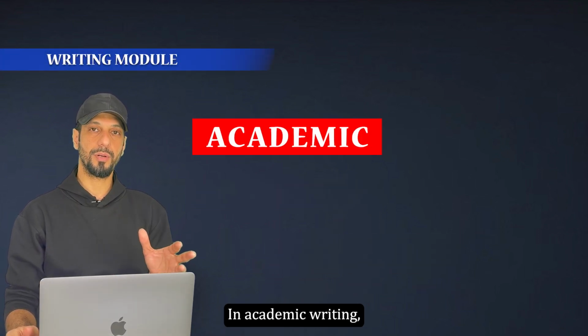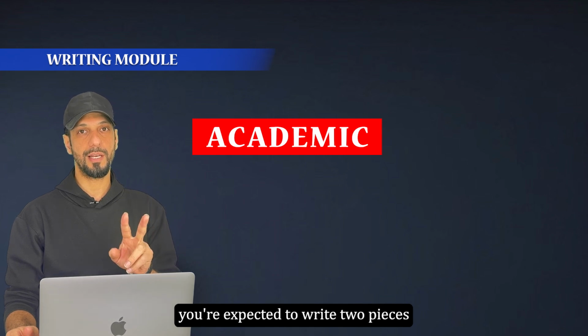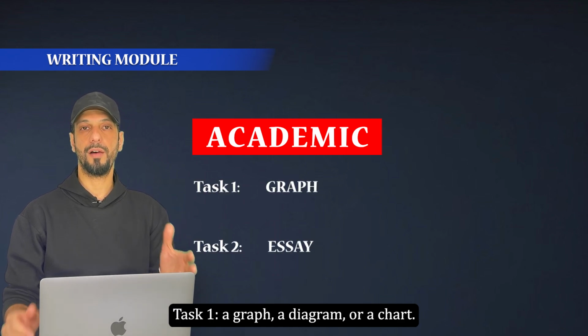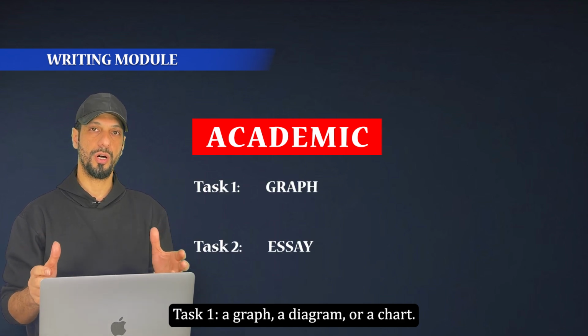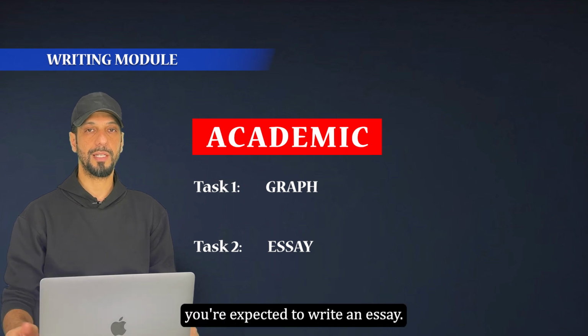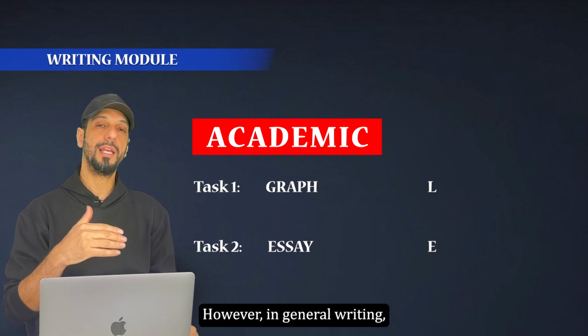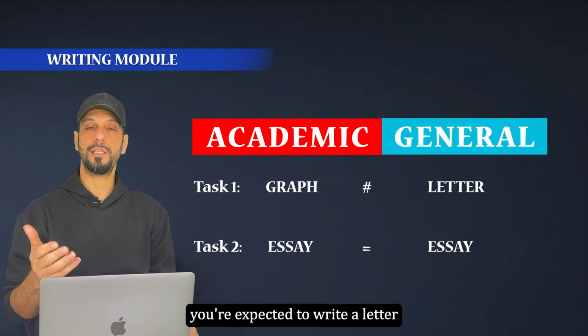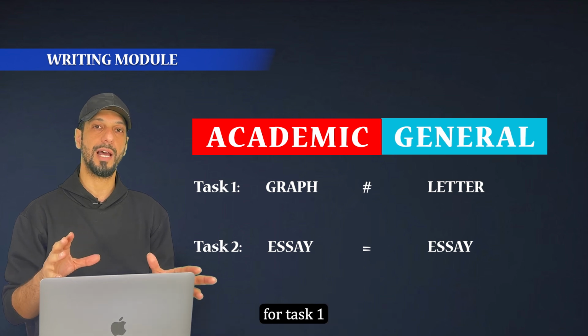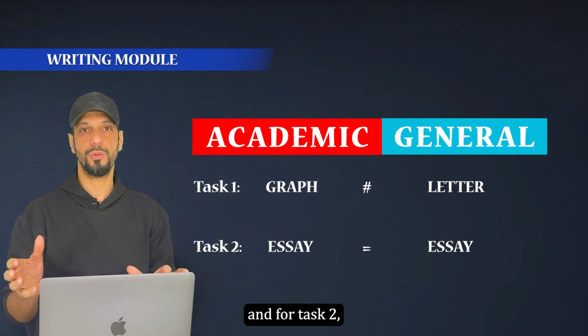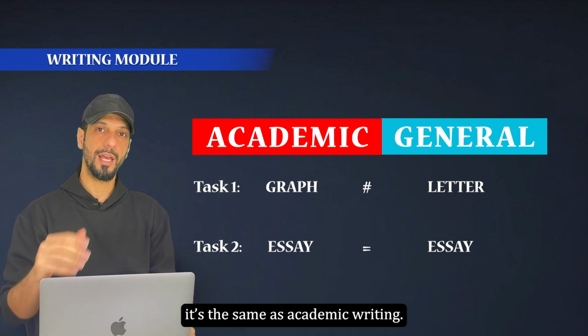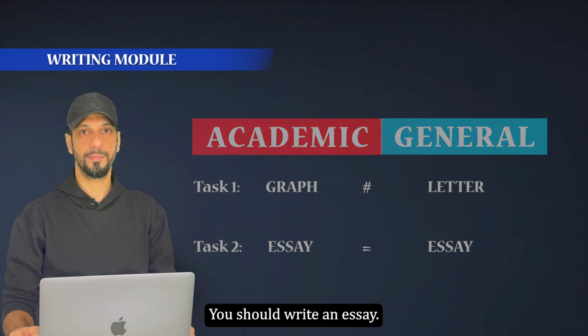In academic writing, you're expected to write two pieces. Task 1, a graph, a diagram, or a chart. For task 2, you're expected to write an essay. However, in general writing, you're expected to write a letter for task 1, and task 2 is the same as academic writing. You should write an essay.